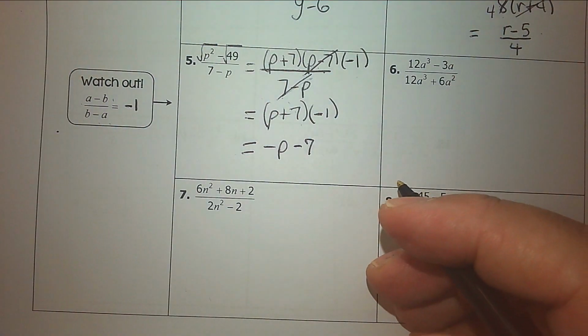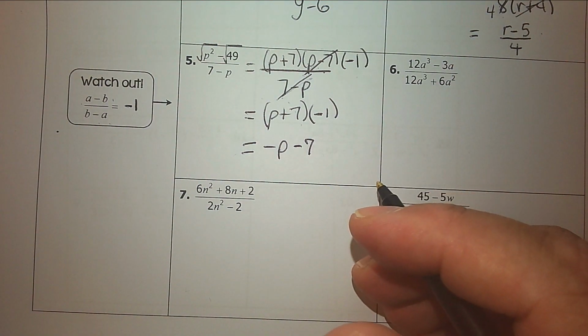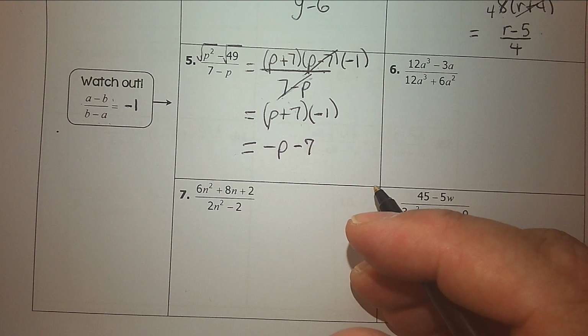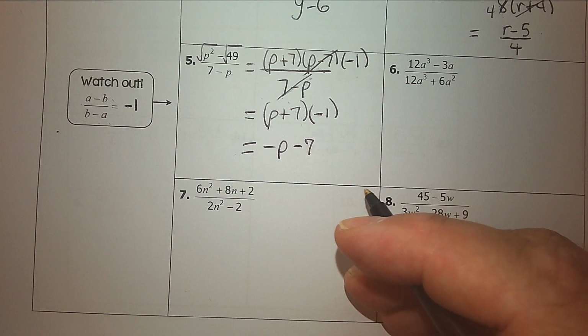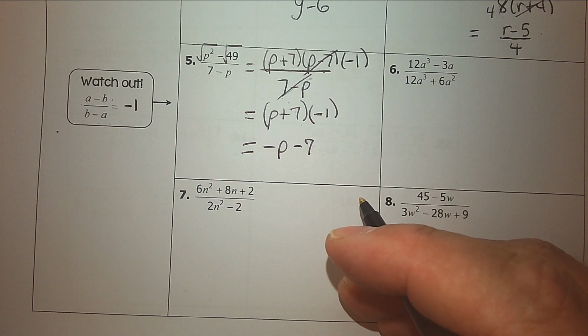So if they match exactly, then what happens? They divide to equal 1. I'll say it. If they're opposite factors, they divide to equal negative 1.